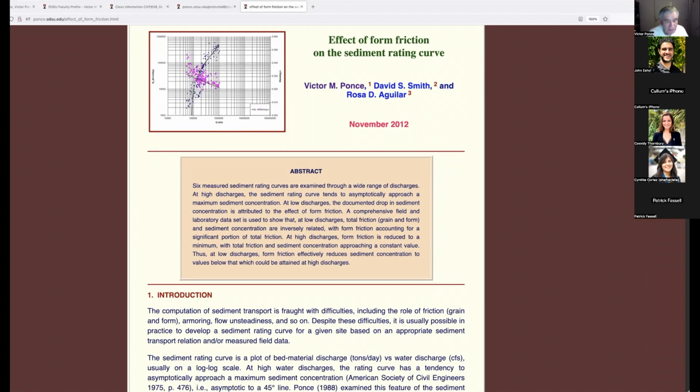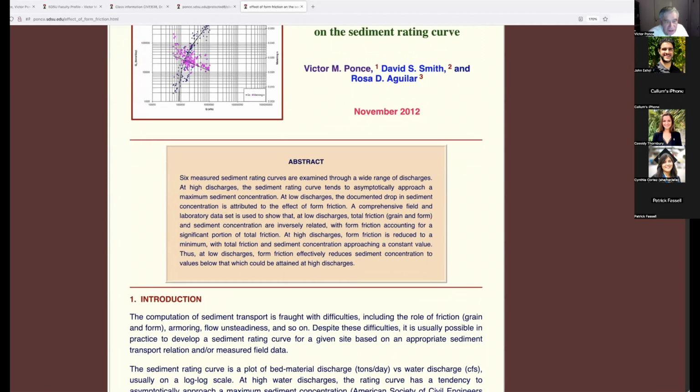So let's take a look. We say six measured sediment rating curves are examined through a wide range of discharges. At high discharges, the sediment rating curve tends to asymptotically approach a maximum sediment concentration. At low discharges, a documented drop in sediment concentration is attributed to the effect of form friction. A comprehensive field and laboratory data set is used to show that at low discharges, total friction, grain and form, and sediment concentration are inversely related, with form friction accounting for a significant portion of total friction. At high discharges, form friction is reduced to a minimum, with total friction and sediment concentration approaching a constant value. Thus, at low discharges, form friction effectively reduces sediment concentration to values below that which could be attained at high discharges.